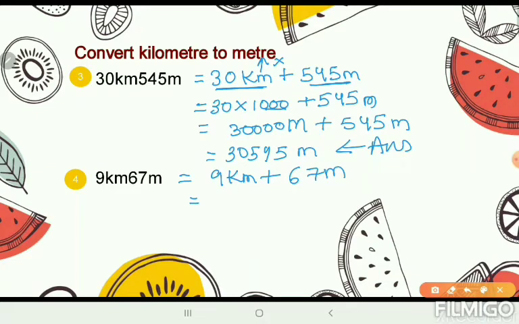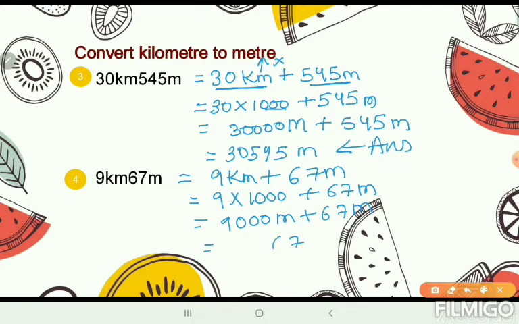To change 9 kilometer into meter, we are going to multiply by 1000, plus 67 meter. Okay, 9 into 1000 is 9000 meter plus 67 meter. Now add these two numbers. When we are adding these two numbers, what are we getting, children? We are getting 9067 meter as our answer.